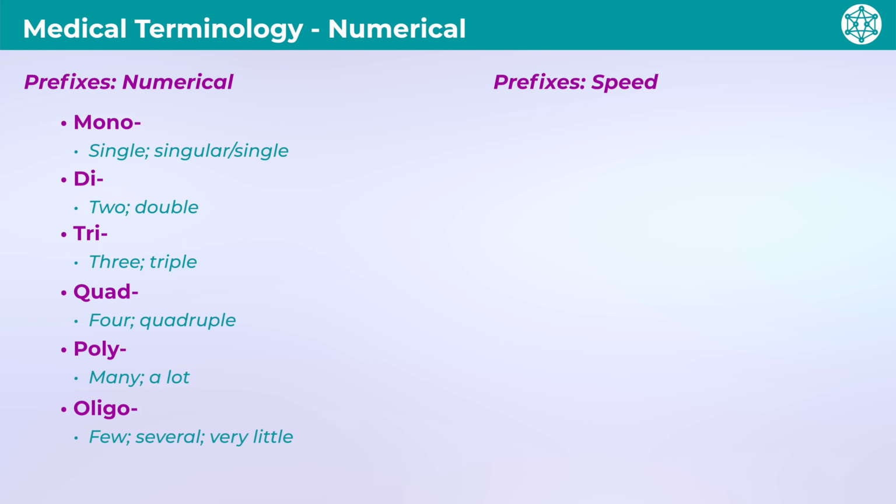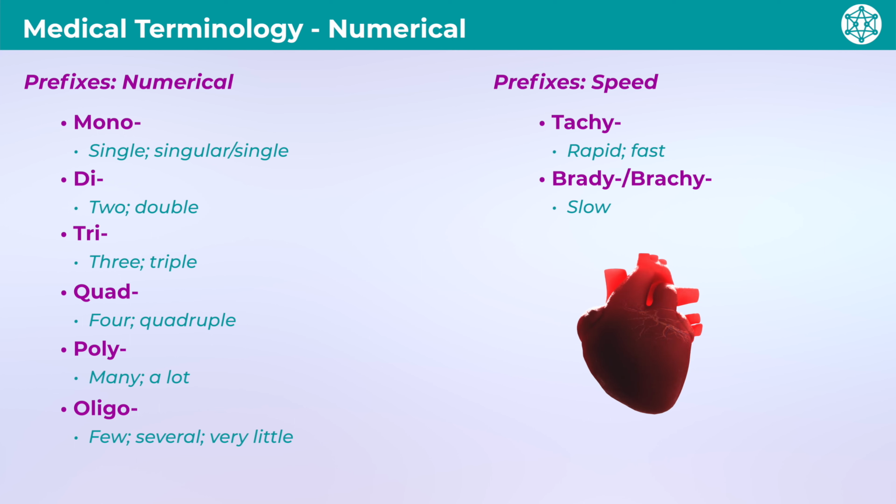For the prefixes related to speed, we have tachy, which means rapid or fast, and brady, which means slow. For these terms, you typically think of the heart. You can have tachycardia or bradycardia. So they're just different terms to describe the speed of the heart rate.